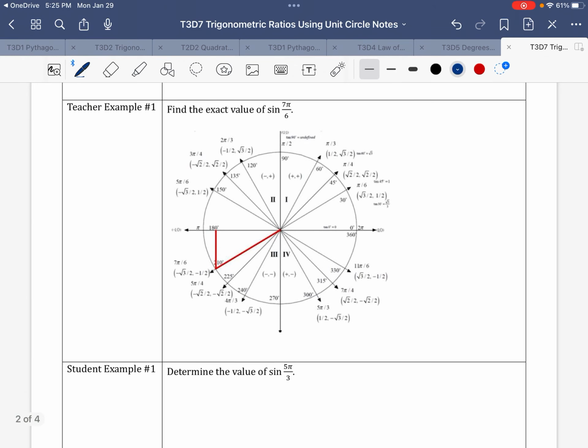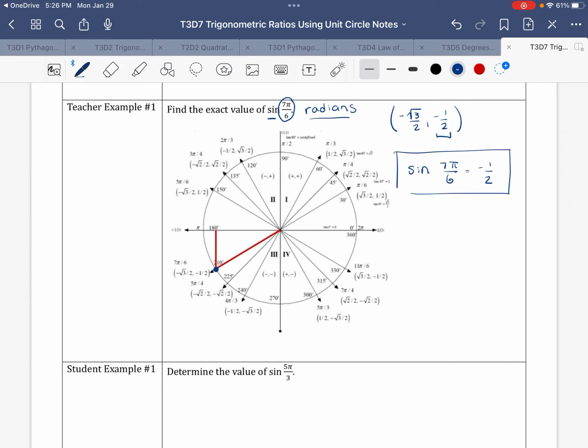Okay, so our first teacher example asks us to find the exact value of sine of 7 pi 6. So right off the bat, I'm able to identify we are in radians. So I need to think about my unit circle in radians. And for this example, I have a unit circle printed below, and I can find my 7 pi 6 is just past pi a little bit, and it tells me my coordinate point is negative root 3 over 2 and negative 1/2. Since I'm looking for sine, I want my y value, which means my sine of 7 pi 6 equals negative 1/2.